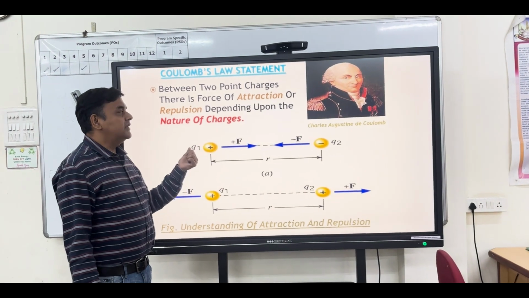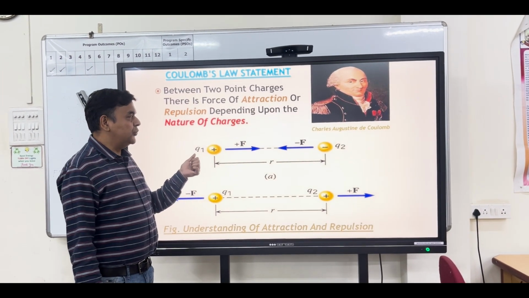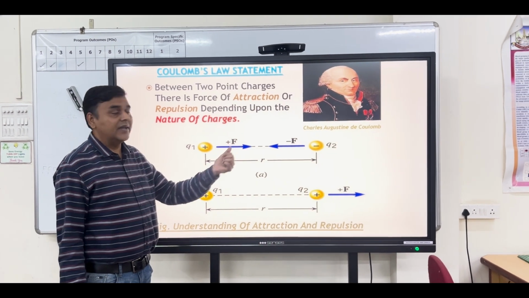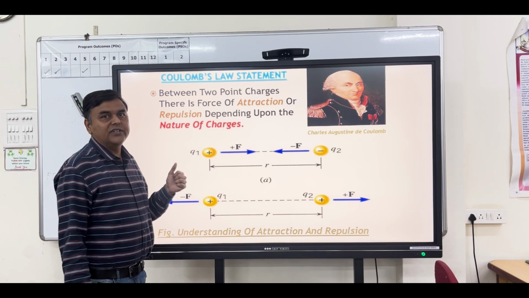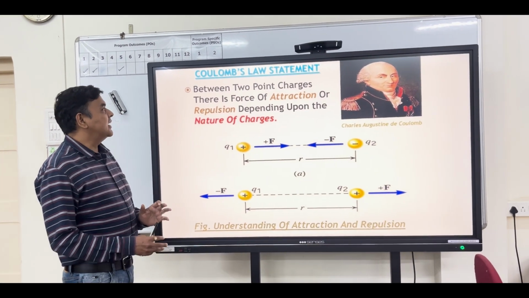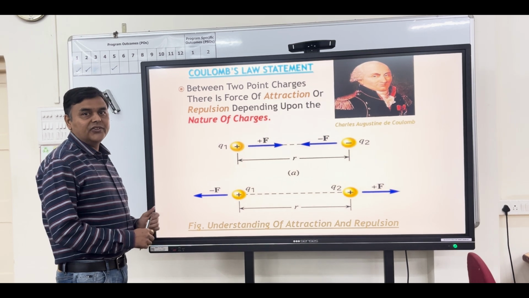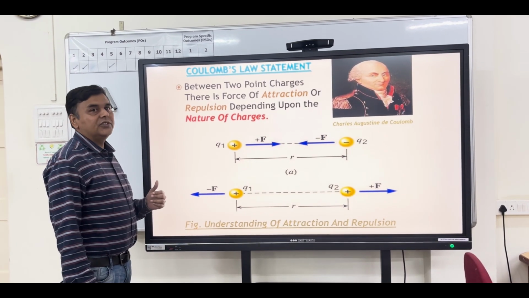Coulomb states that if the charges are unlike charges, there is a force of attraction. So Q1 is a positive charge and Q2 is a negative charge. So you can see over here there is a force of attraction between the 2 point charges. So basically this law states that between the 2 point charges, either there is a force of attraction or there is a force of repulsion. It depends upon the nature of charges.